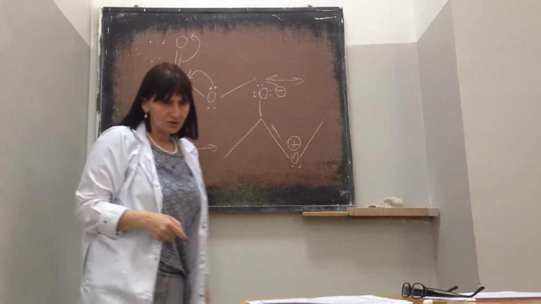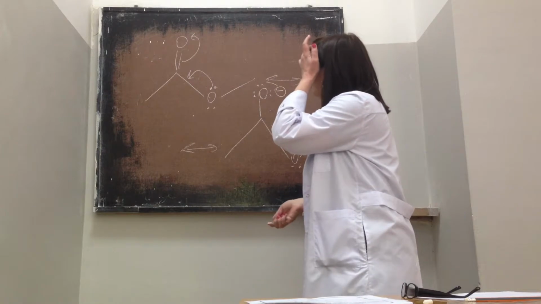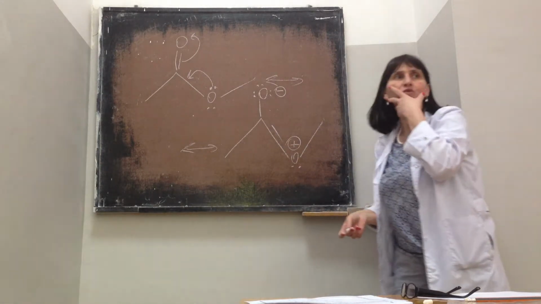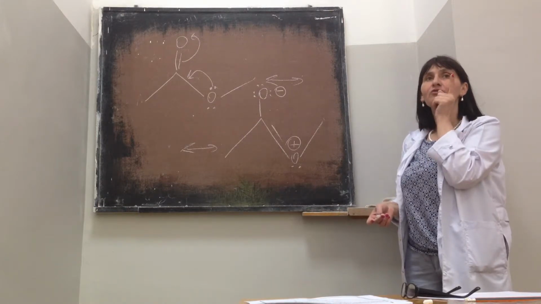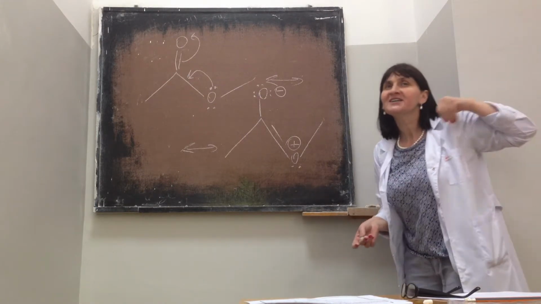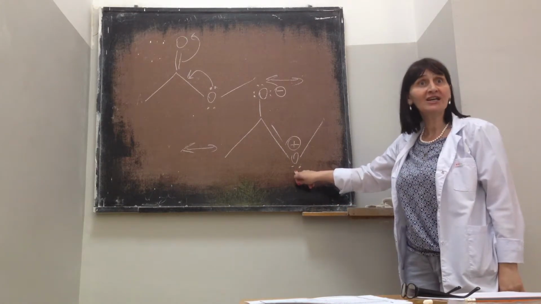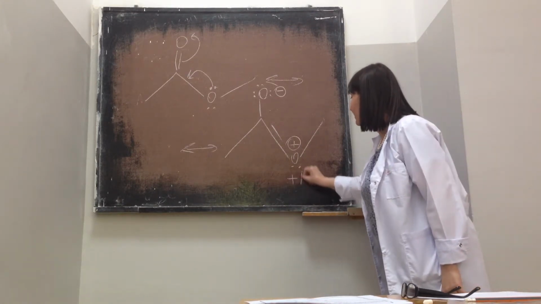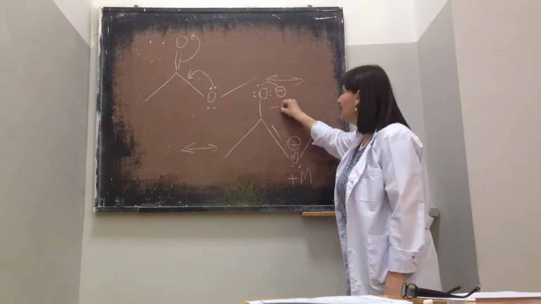You understand? So what is next? Now tell me please, which one has plus mesomeric effect and which one minus mesomeric? What does plus mesomeric mean? The one which donates. This oxygen has plus mesomeric effect, and this oxygen has minus mesomeric effect.